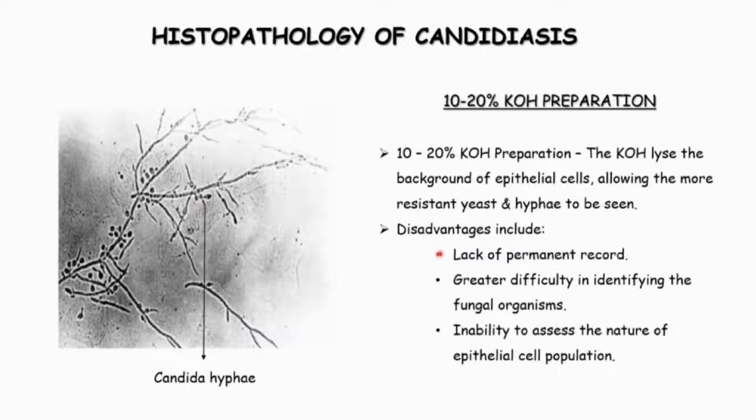But it has certain disadvantages. Lack of permanent record. Comparatively, there is difficulty in identifying the fungal organisms. Since it lyses the epithelial cell population, we cannot assess the nature of the epithelium with respect to other conditions like epithelial dysplasia and pemphigus vulgaris.